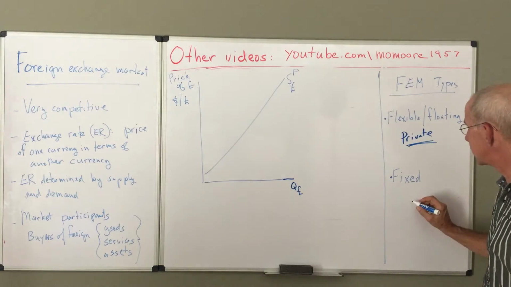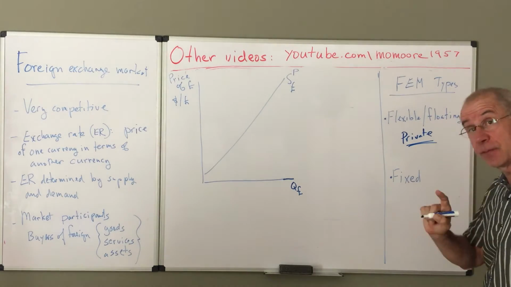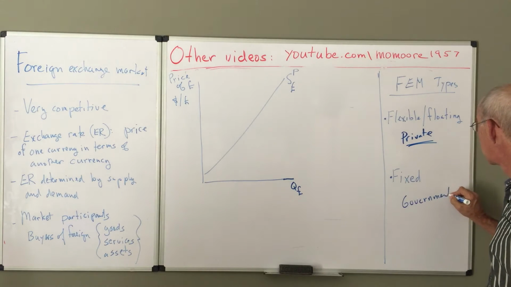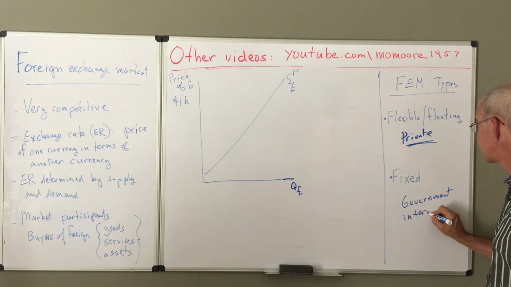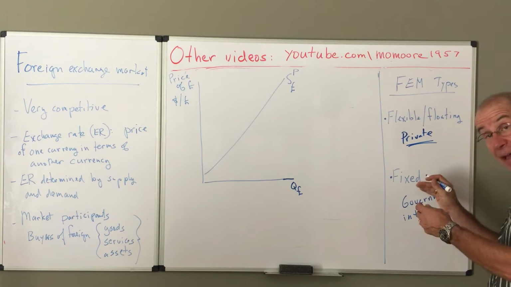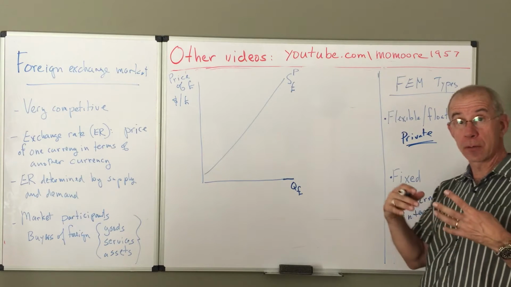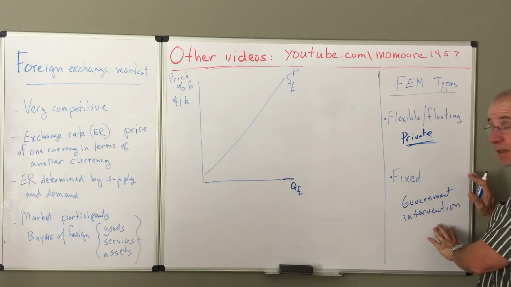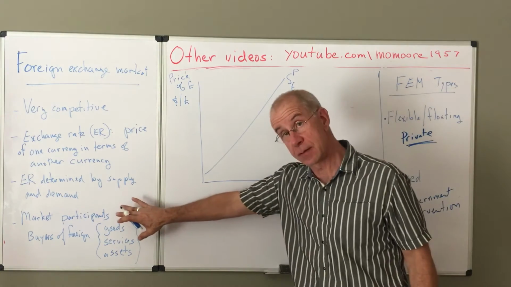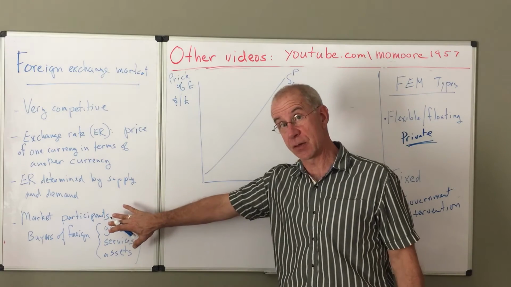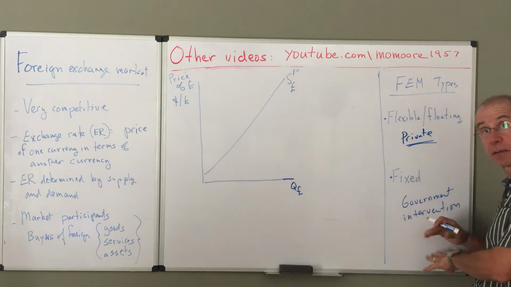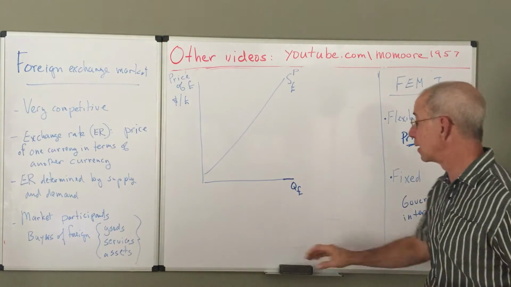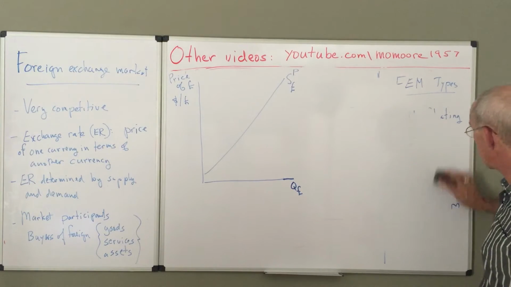A fixed exchange rate system is influenced by government intervention into the foreign exchange market, trying to fix or influence the exchange rate by market participants. So even with fixed exchange rates, there are private suppliers and demanders of the currency, but the government intervenes in order to fix or influence the exchange rate. We'll talk about that in much greater detail in a subsequent video.